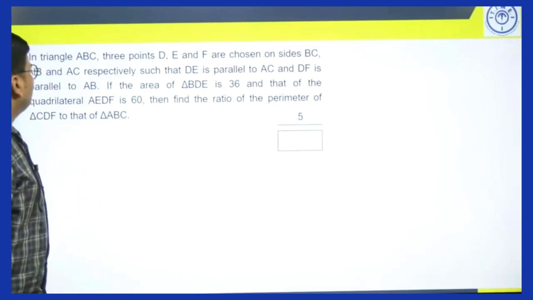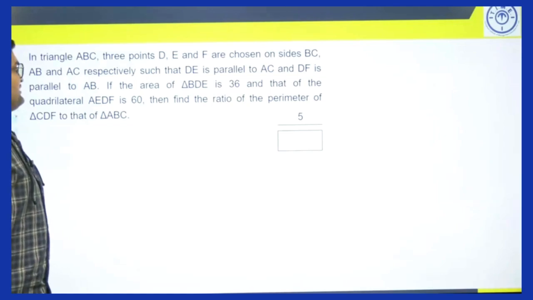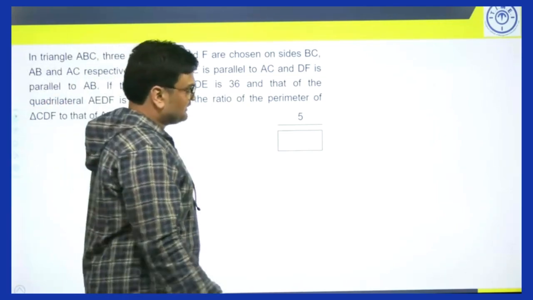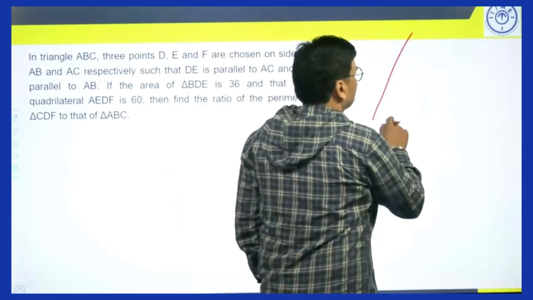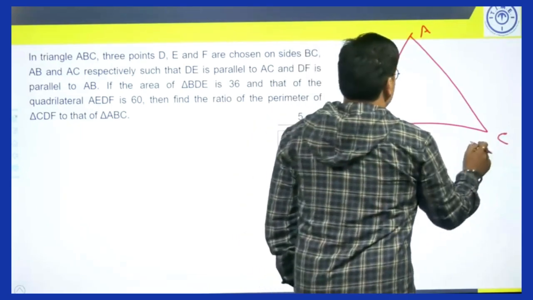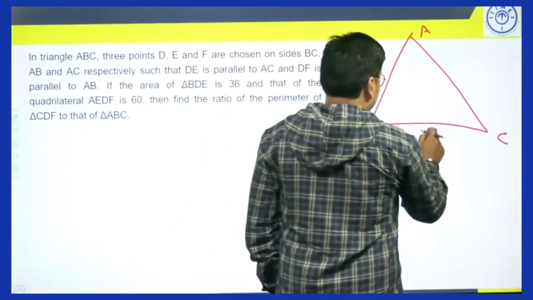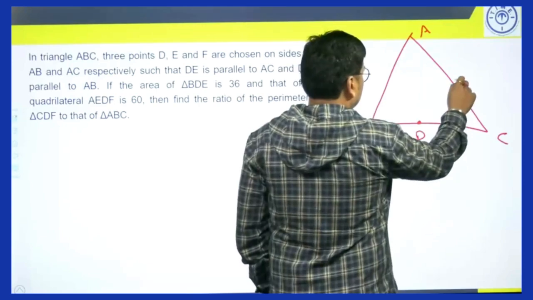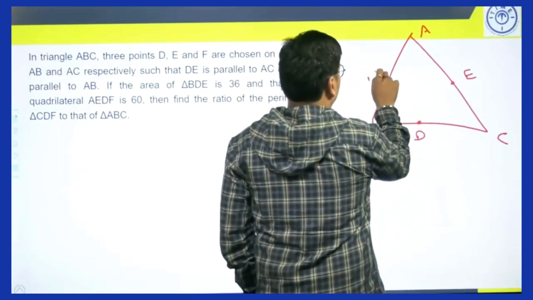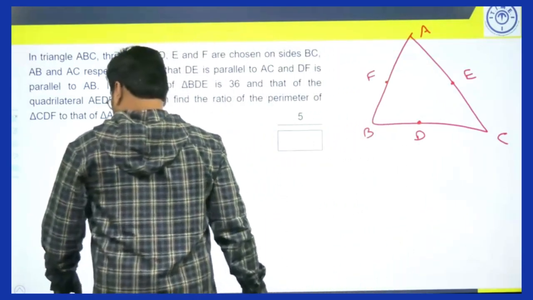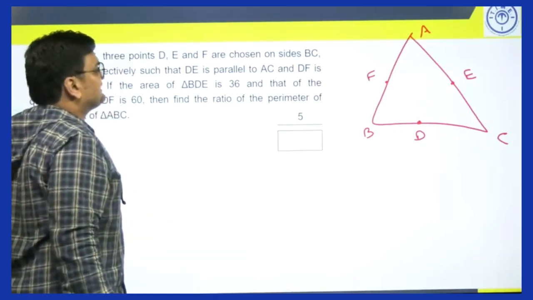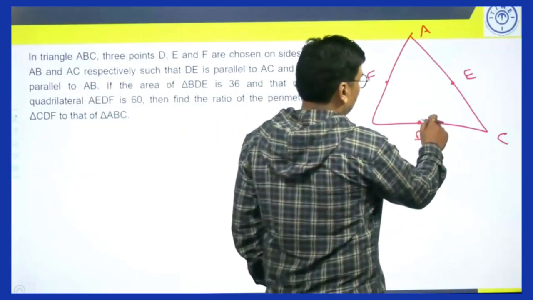So it says in a triangle ABC, 3 points D, E, F are chosen on sides BC, AB and AC respectively. I'll just draw it once. So triangle ABC, points D, E, F are chosen on the sides, something like this, right? Such that, what does this say? DE is parallel to AC.